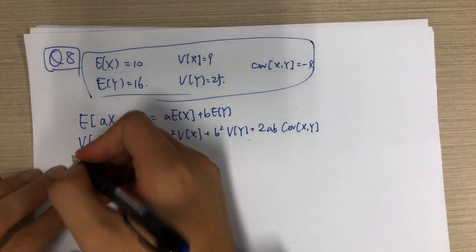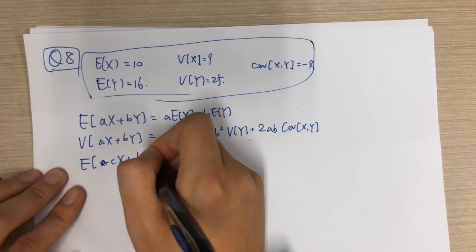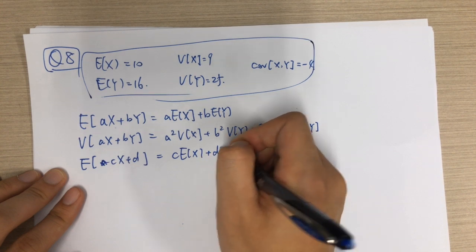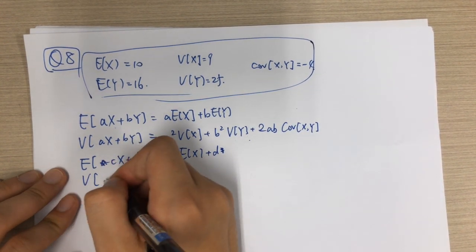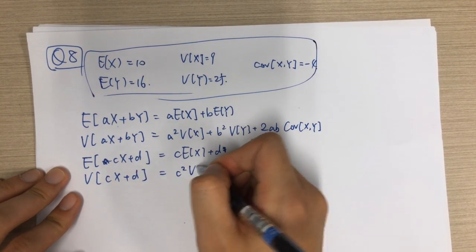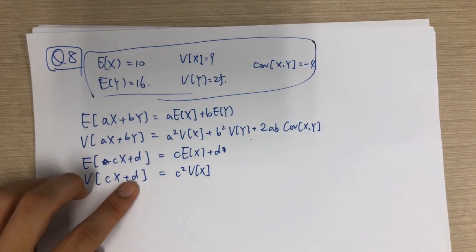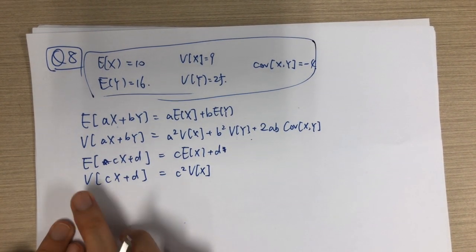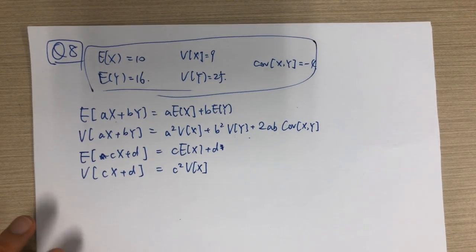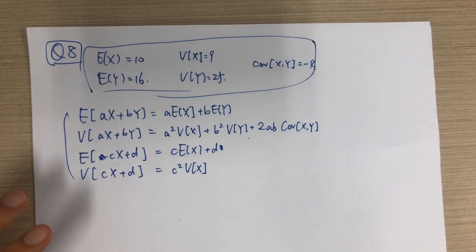One more thing we got to learn is that the expected value of cx plus d is simply c times E of x plus d. And the variance of cx plus d is simply c squared variance of x. Ignore the d, because by plussing d, it doesn't affect the fluctuation or volatility of your data, right? So those are the basic rules that you need to apply in order to solve this problem.